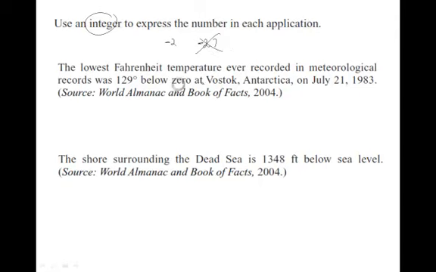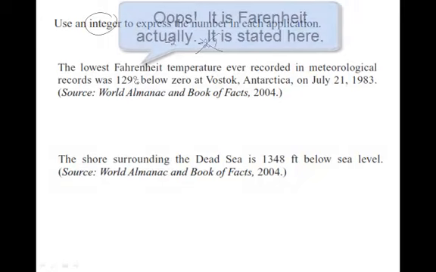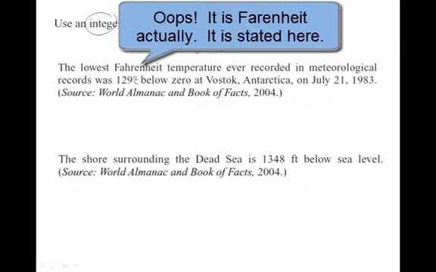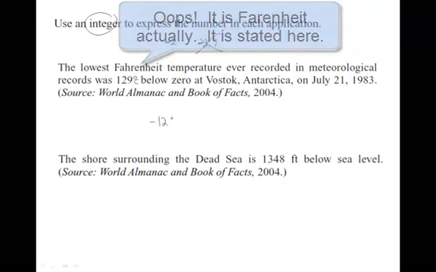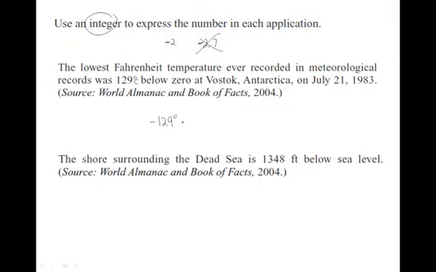So if we want to talk about the lowest Fahrenheit temperature ever recorded, it was 129 degrees below zero, and actually they should have either Celsius or Fahrenheit here, so that's a little typo there. But you would represent this with negative 129 degrees, and it's either degrees Celsius or Fahrenheit, and those aren't, of course, interchangeable. I would think that this temperature is probably Fahrenheit, if I had to guess.